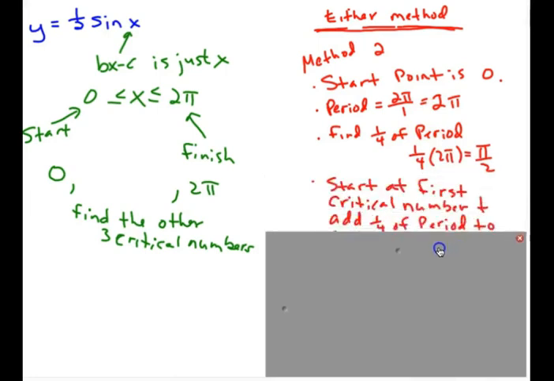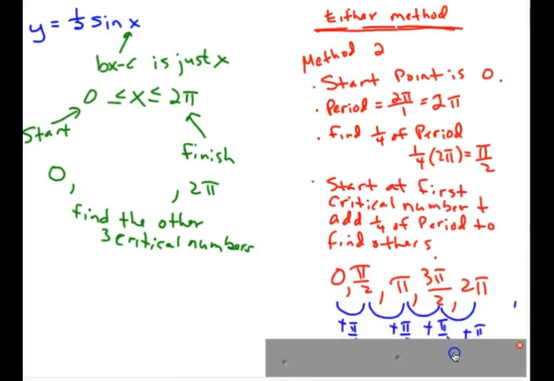So then I will start at my first critical value, which is 0, and I'll add 1/4 of the period 4 times so I can get my 5 critical numbers. So 1/4 of the period is pi over 2. I take 0, I add pi over 2, I get pi over 2. I take pi over 2, I add pi over 2, I get pi. I have pi, I add pi over 2, I get 3 pi over 2. I have 3 pi over 2, I add pi over 2, I get 2 pi.